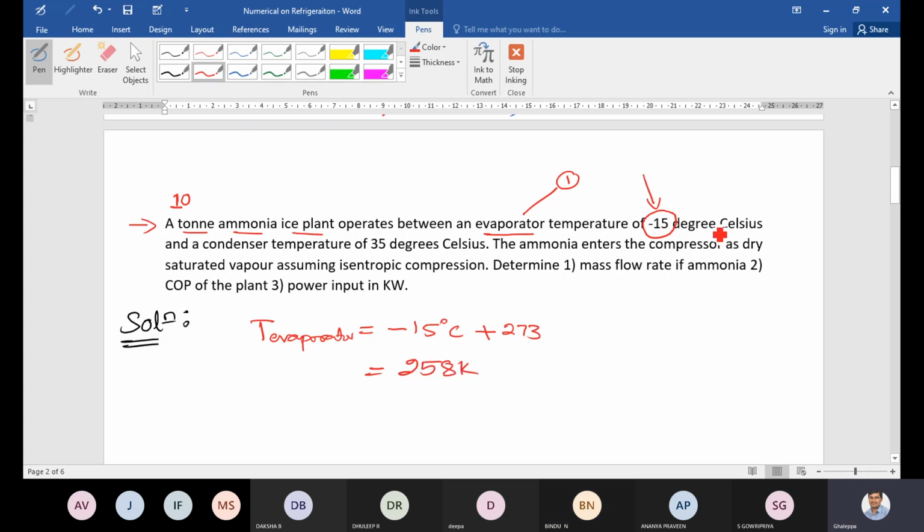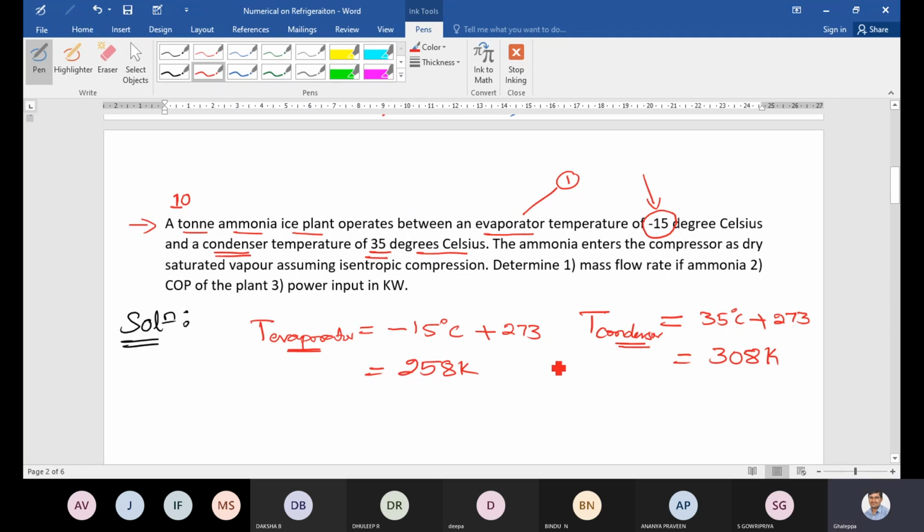Next point, and a condenser. Second point is condenser. Condenser temperature is 35 degrees Celsius. So right here, temperature of the condenser is equal to 35 degrees Celsius. Write it down and convert into Kelvin. How much will it be? 308. 308 Kelvin.